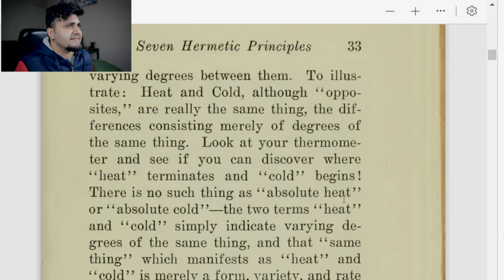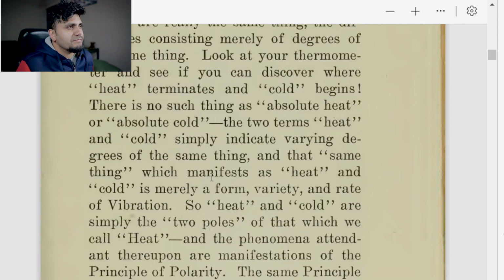There is no such thing as absolute heat or absolute cold. The two terms heat and cold simply indicate varying degrees of the same thing. And that same thing which manifests as heat and cold is merely a form of variety and rate of vibration.